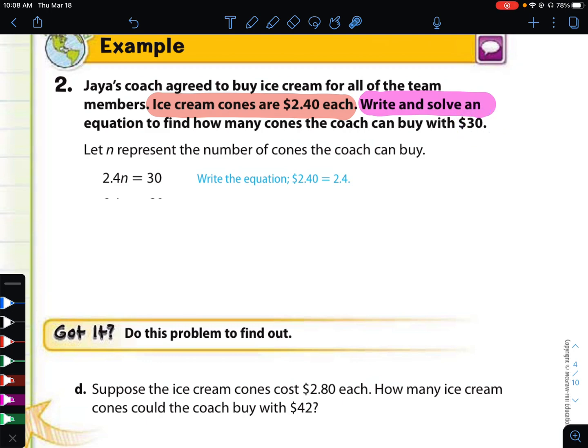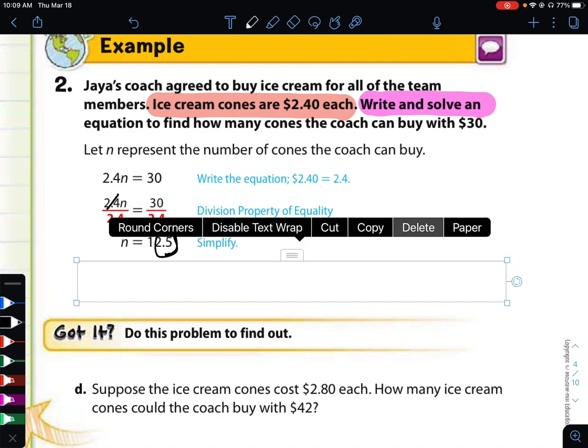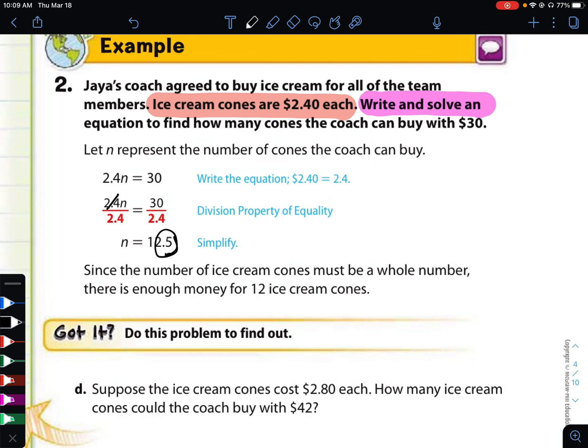Again, this is a multiplication equation, so that means we need to use the division property of equality by dividing both sides by 2.4. Using our calculator, 30 divided by 2.4, we know that this cancels out. We're left with n. 30 divided by 2.4 is equal to 12.5. Notice there's no such thing as half a cone. So what do we do? We simply round down. Since the number of ice cream cones must be a whole number, there is enough money to buy 12 cones only. You won't be able to buy 13 cones because he only has 30 bucks, so he can buy 12 cones with change.